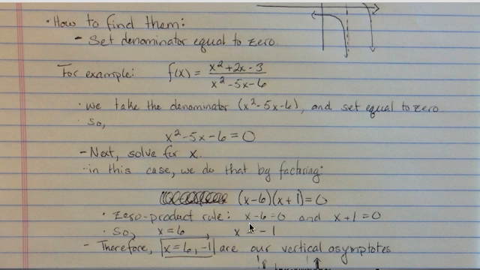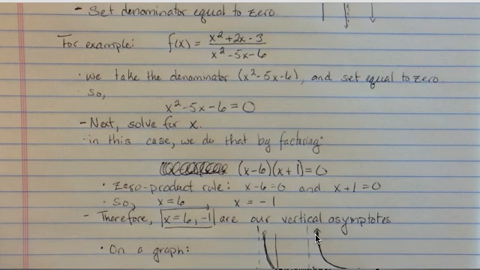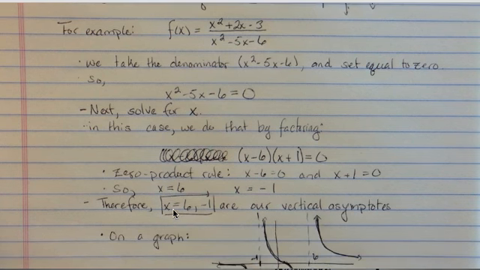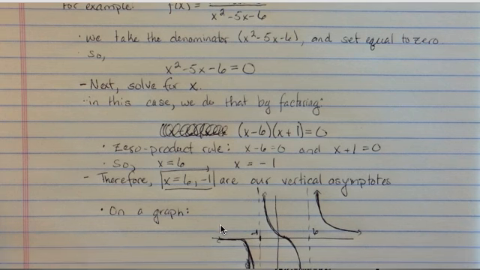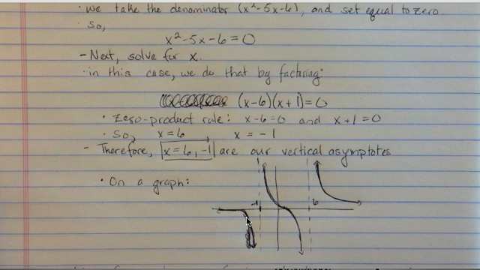So because of that, we can say that x minus 6 equals 0, and x plus 1 also equals 0. So we end up with x equals 6, and x equals negative 1. Therefore, at x equals 6 and negative 1, we have vertical asymptotes. Remember, we just took the denominator, set it equal to 0, and solved for x. And those x values are where the vertical asymptotes are.